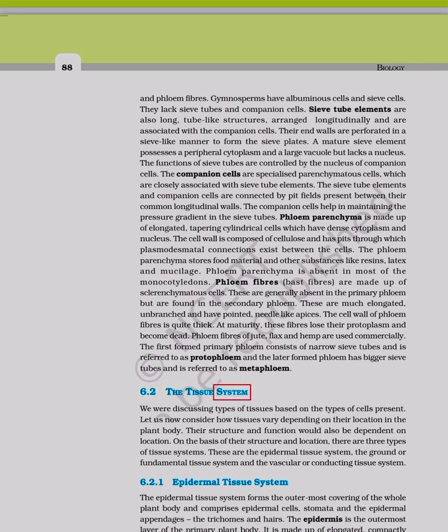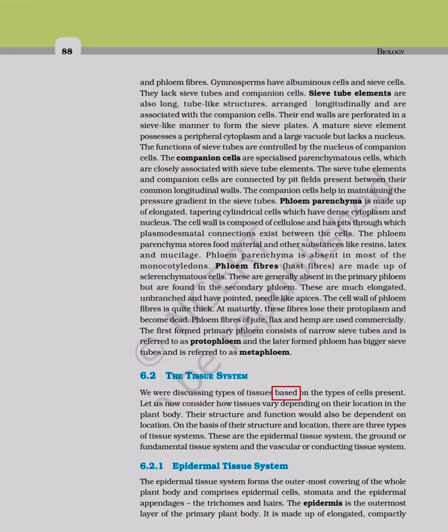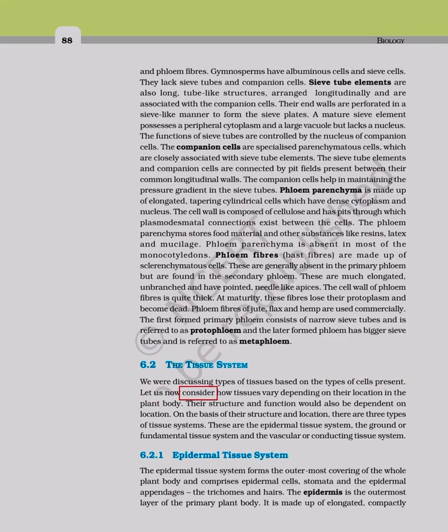6.2 The tissue system. We were discussing types of tissues based on the types of cells present. Let us now consider how tissues vary depending on their location in the plant body.